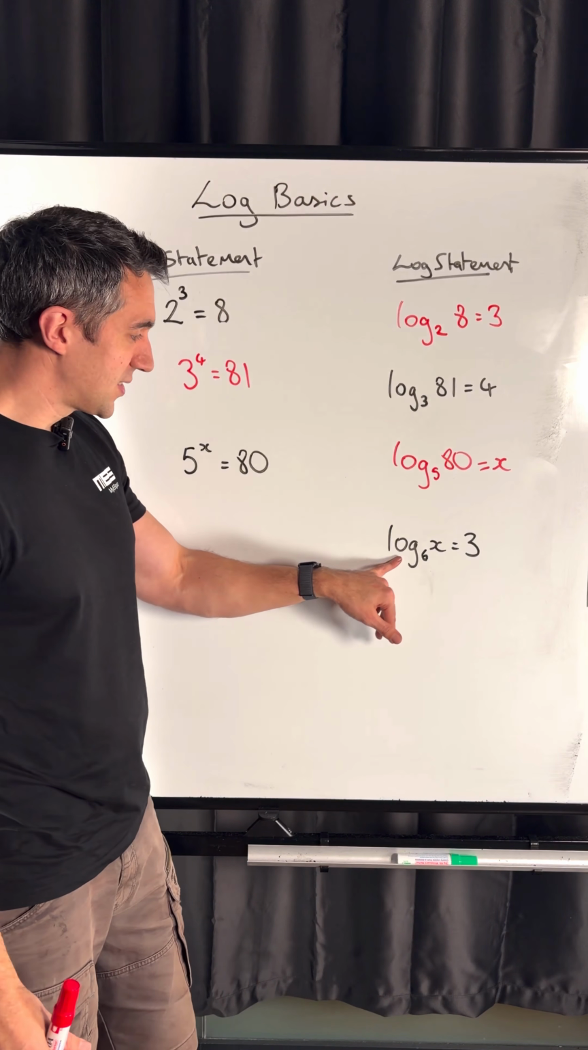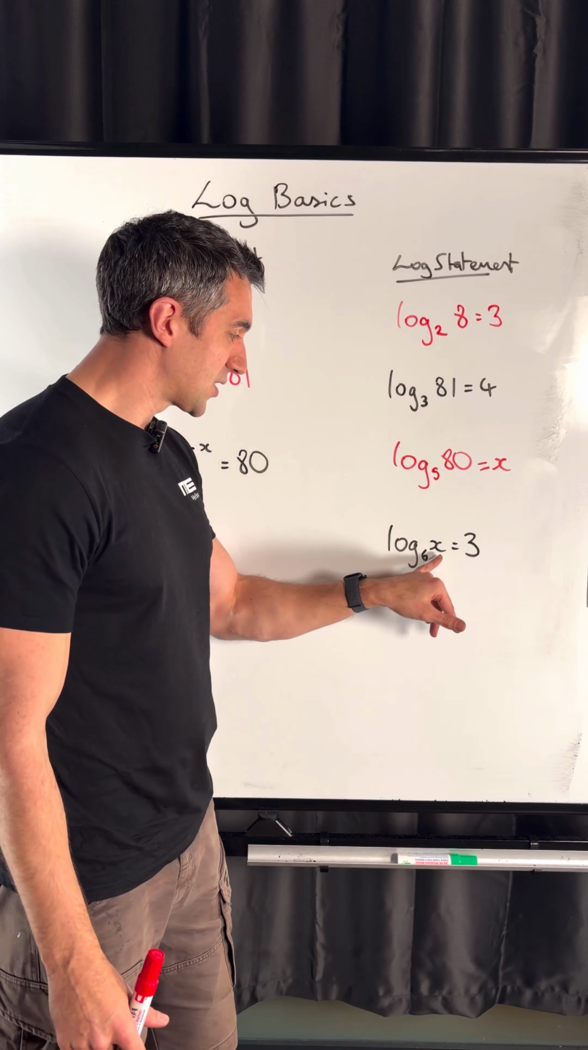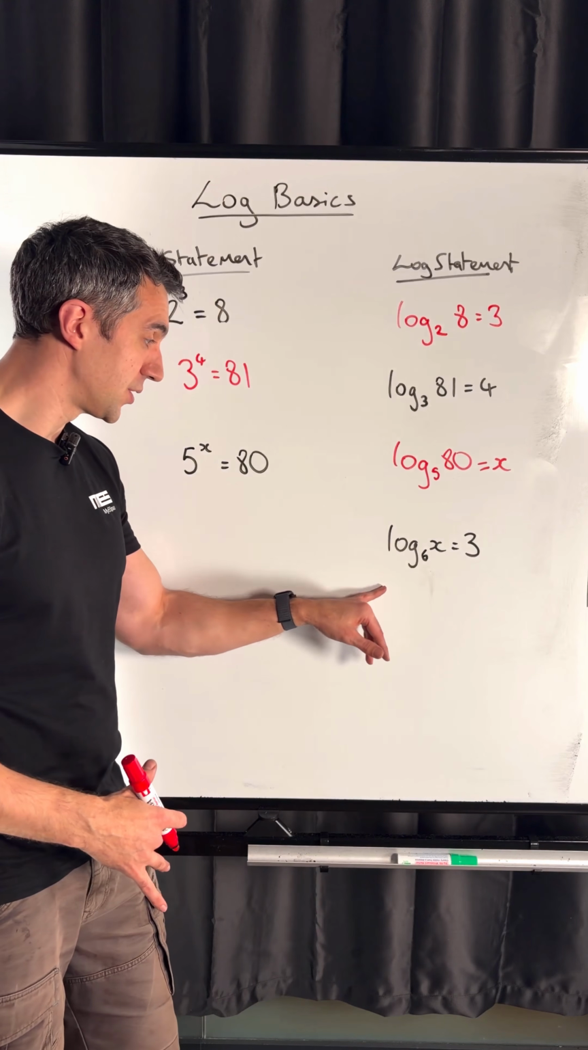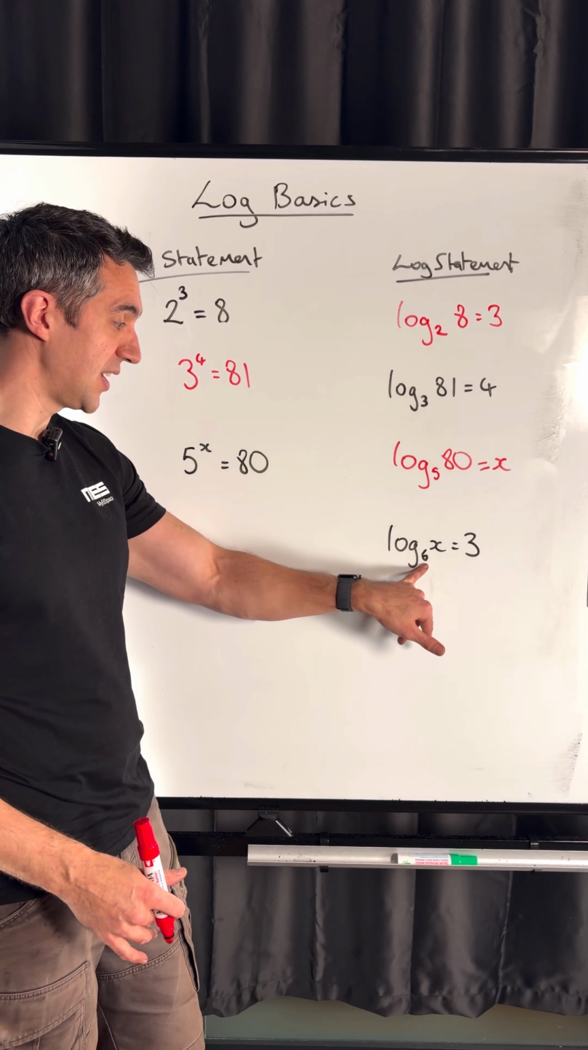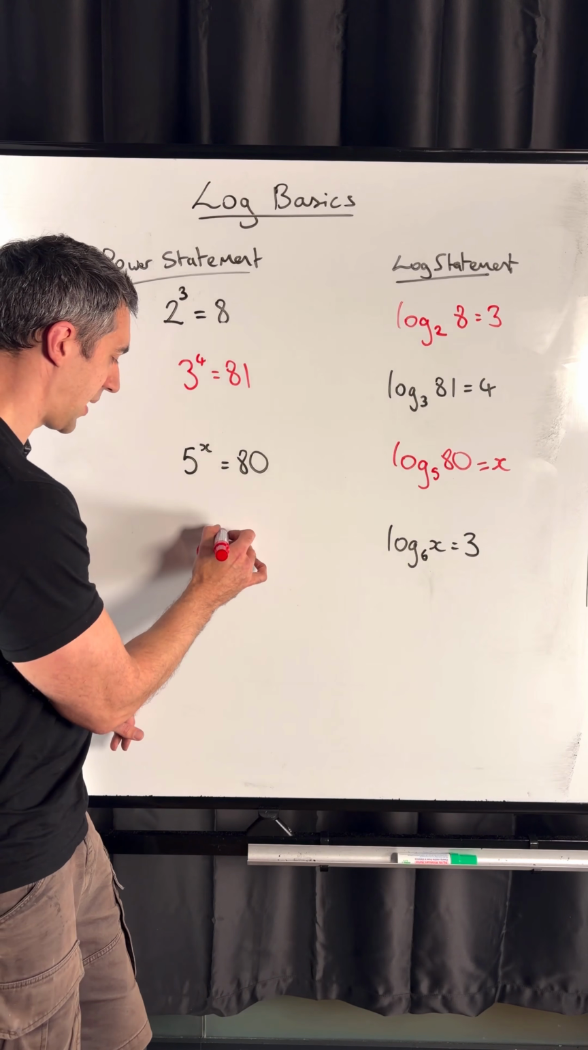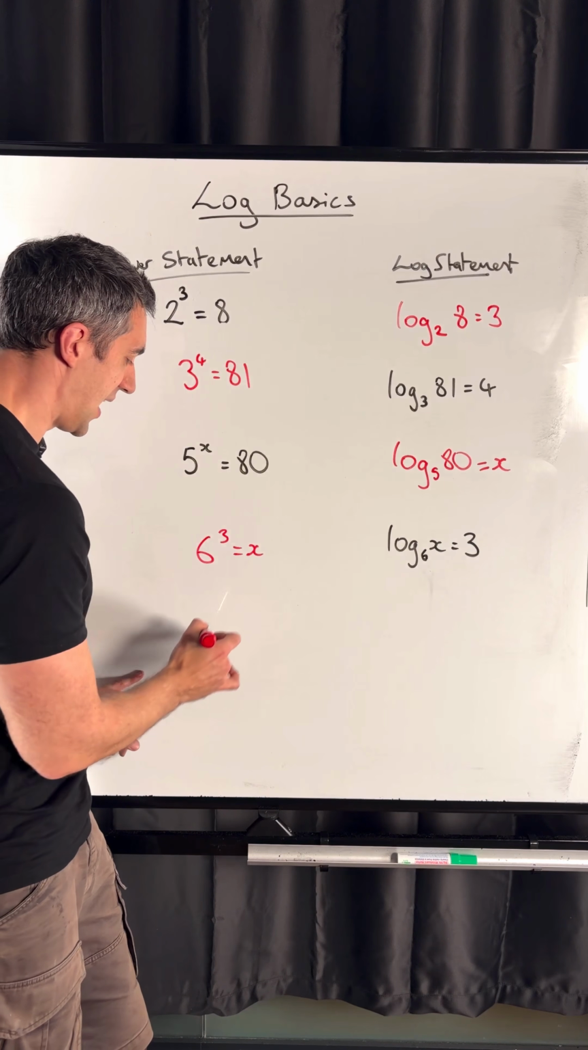Then if I'm going the other way and say, right, I've got an unknown here, log base 6 of x equals 3. I can then turn that back into a power statement. So I can say, what power do I need to put on 6 to get x? The answer is 3. So I write it as 6 to the power of 3 equals x.